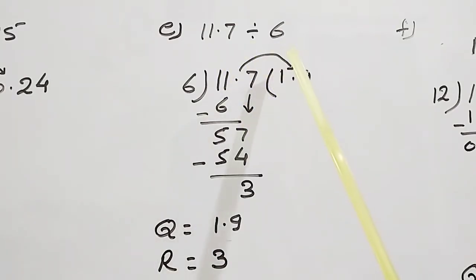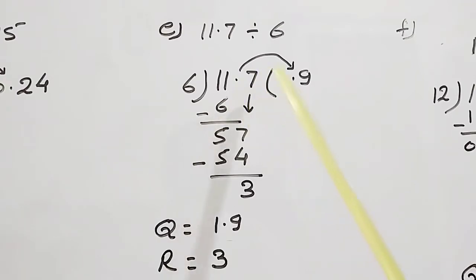11.7 divided by 6. If we take the first digit of the dividend, the first digit is 1, which is less than 6. So we take two digits of the dividend. This is the whole number part of the dividend, 11. 11 is bigger than 6. 6 taken 1 time gives 6. 11 minus 6 is 5.